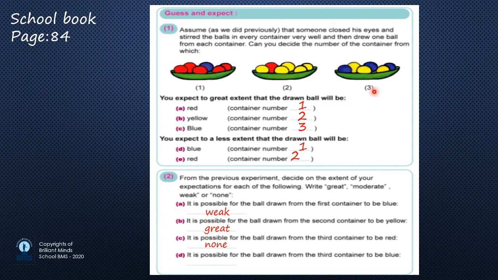Okay. What about the last one? It's possible for the ball drawn from the third container to be blue. Yes, it's 50-50, half-half. We have 3 yellow balls, 3 blue balls. So it's moderate. Okay?